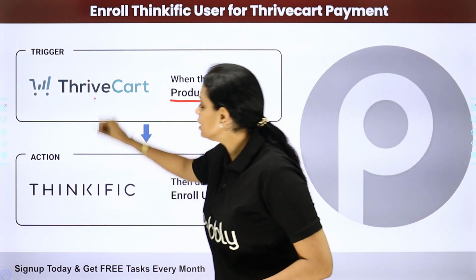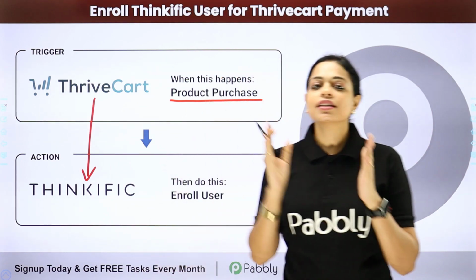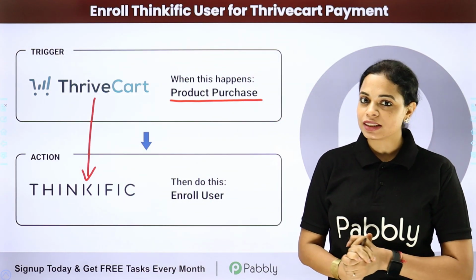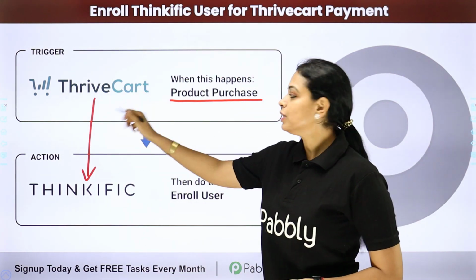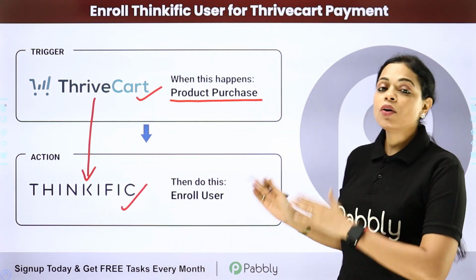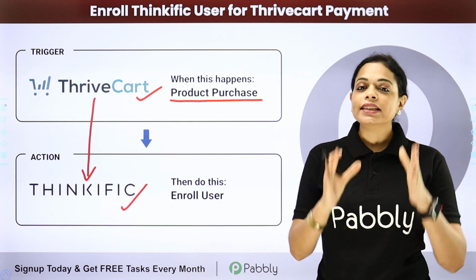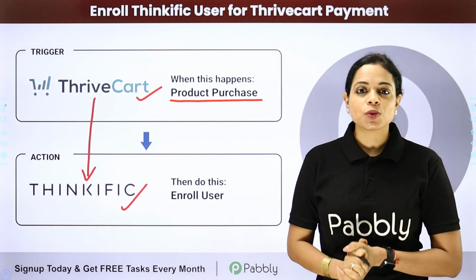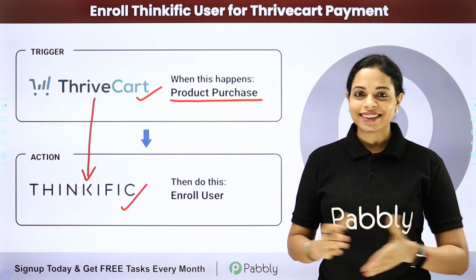For this we will have to integrate the two applications, and the same thing can be done using Pabbly Connect software. So here your trigger application will be Thrivecart and your action application will be Thinkific. Now, how can you integrate and automate this entire process yourself? To understand that, let me take you to my screen.